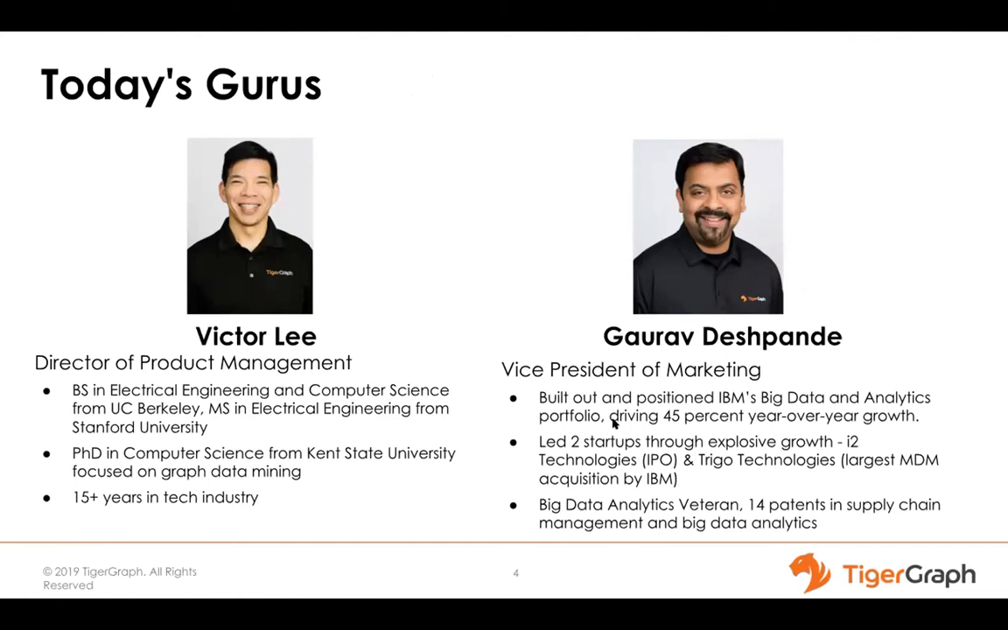I'm Gaurav Deshpande, the Vice President of Marketing for TigerGraph. Main speaker for today is Dr. Victor Lee. Victor Lee has a PhD in computer science. His entire work has been focused on graph-based computing. So you couldn't have a better speaker to talk about what accumulators can do, especially when combined with massively parallel processing, which is a unique strength of TigerGraph as the only scalable graph database for the enterprise.